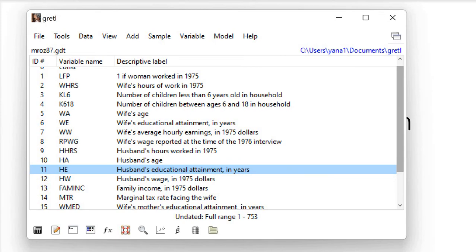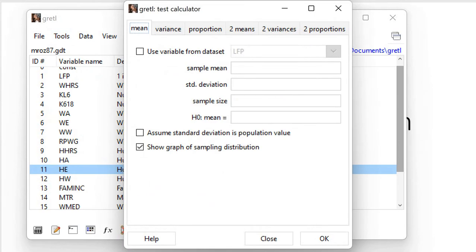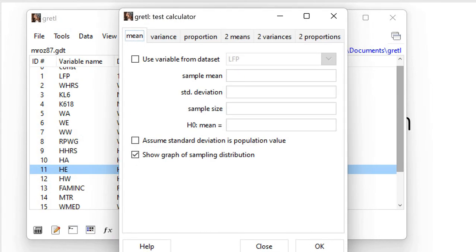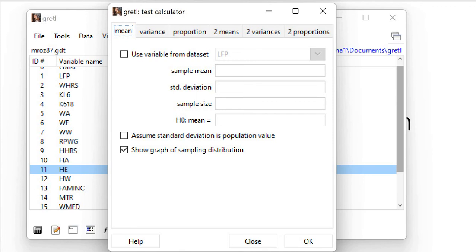So for this test, you have to go to Tools, Test Statistic Calculator, and as you remember, what we discussed today was about comparing mean to some other predefined value. So I'm gonna use this one. I want to use variable from the dataset. My variable of interest is HE, husband's educational attainment.